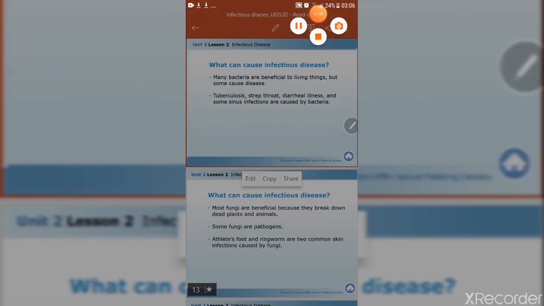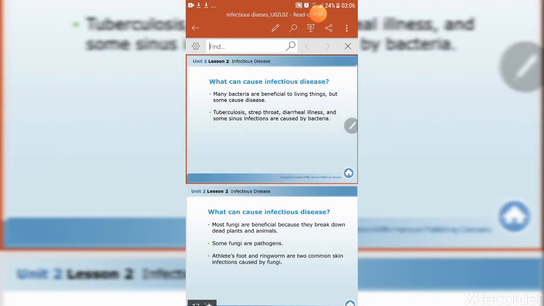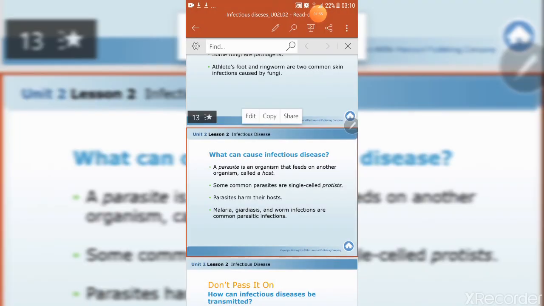Now let's go to the parasites. A parasite is any organism that feeds on another organism. That is, it lives inside another organism and occupies it and makes it its shelter. It will take from this organism all its needs. There are many examples, such as some protists and some worms.